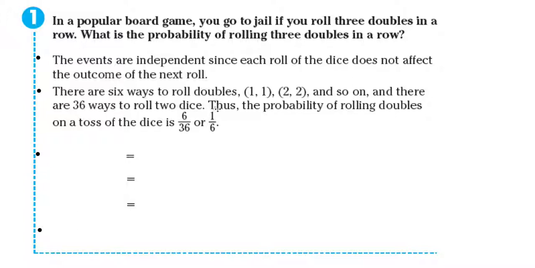How do we know this? Because according to the fundamental counting principle, one die will have 6 outcomes. So the first die will have 6 outcomes.